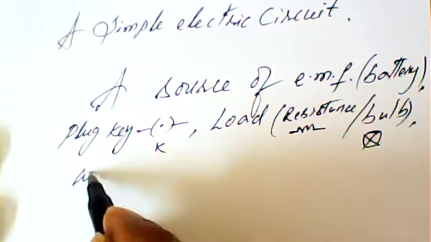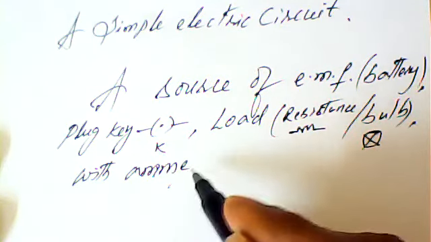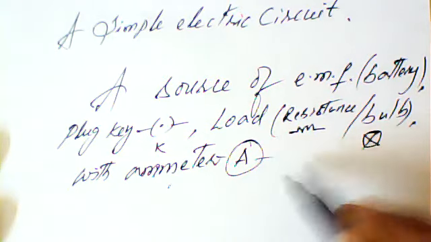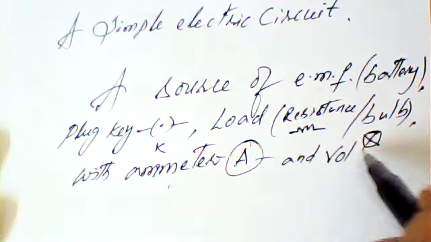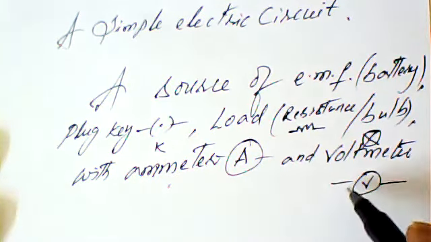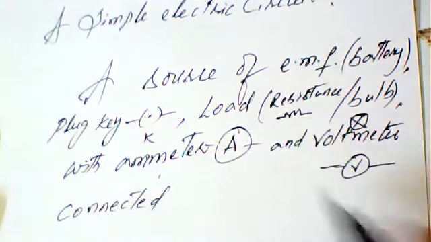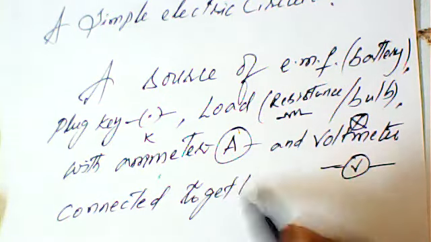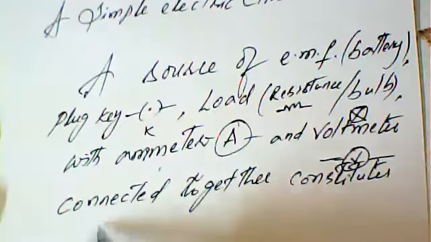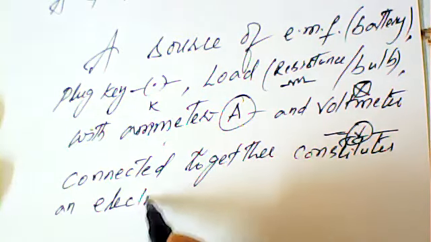With ammeter. Ammeter is a device used to measure the current. Ammeter form will be like this in the circuit. And voltmeter. Voltmeter to measure the voltage in the circuit will be put by V. So these are all things connected together, constitutes a simple electric circuit, or simply say electric circuit.